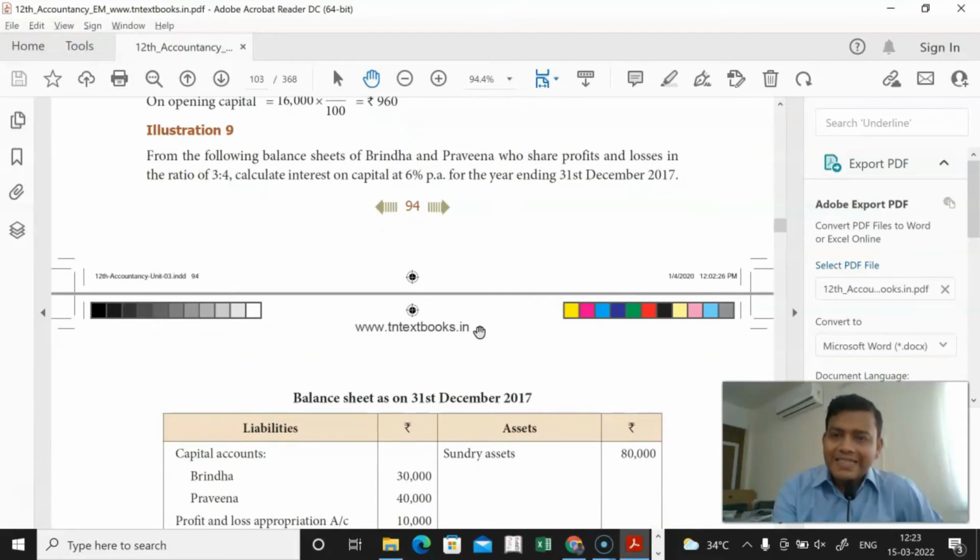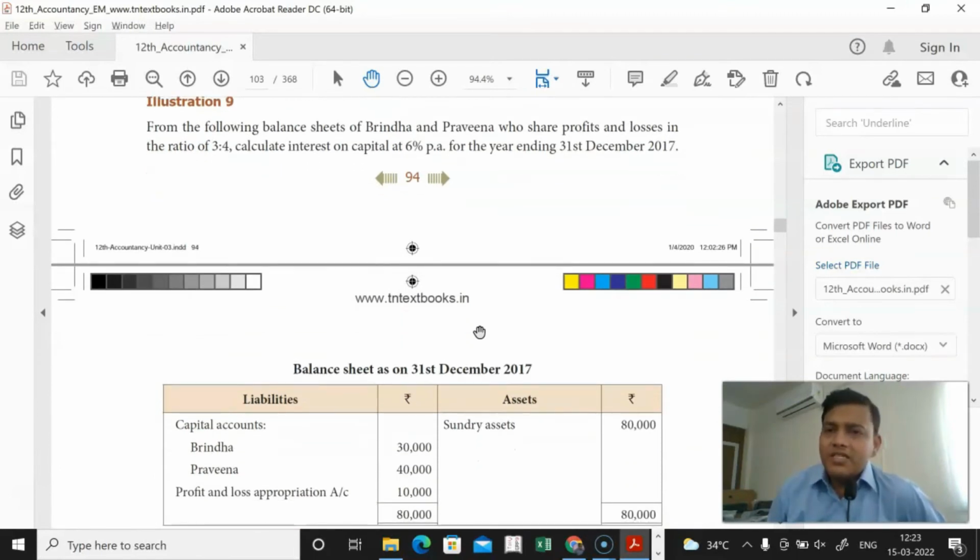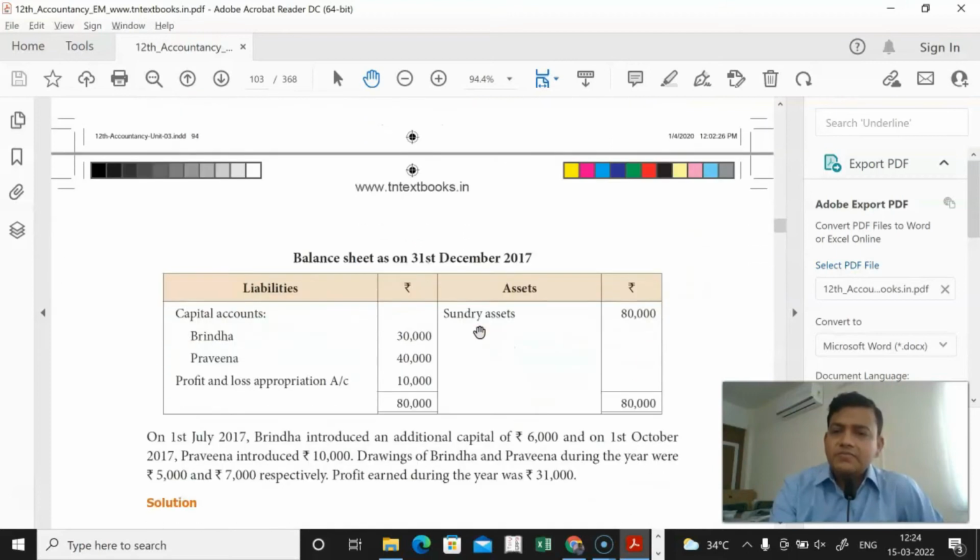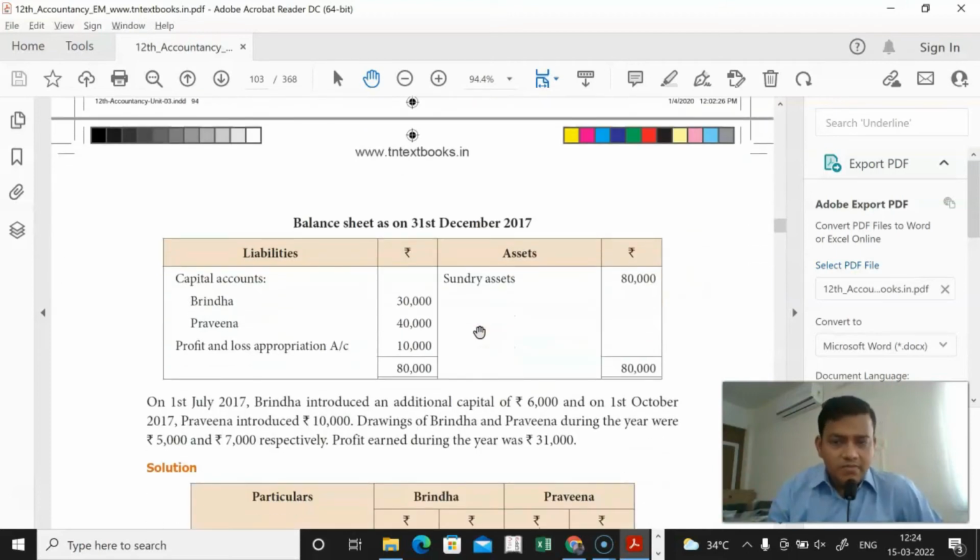We'll go to the 9th illustration. From the following balance sheet of Brinda and Pravina, who share profit and losses in the ratio 3:4, calculate interest on capital at 6%. இதுல என்ன கேட்டிருக்காங்க? பிருந்தாவோட க்ளோசிங் கேபிட்டல் அக்கௌண்ட் இருக்கு, பிரவீனா அது இருக்கு, P&L அப்ரோப்ரியேஷன் ஒரு 10,000 இருக்கு, சண்டரி அசெட்ஸ் இருக்கு. இப்போ இந்த P&L அப்ரோப்ரியேஷன் என்ன? இங்கேயும் ஒரு ப்ராஃபிட் பார்க் பண்ணி வச்சிருக்காங்க.